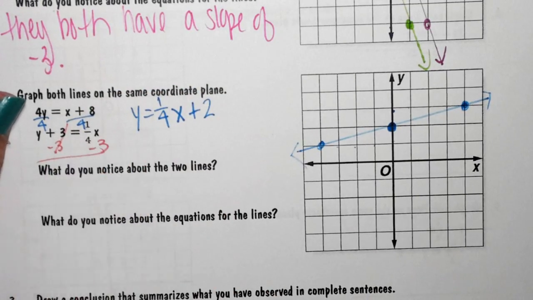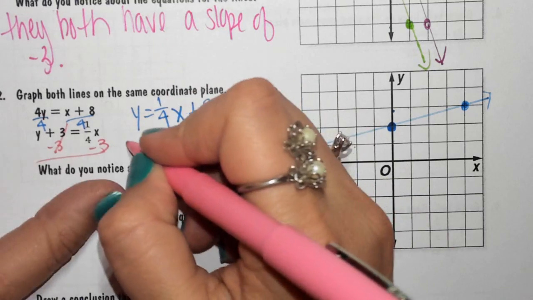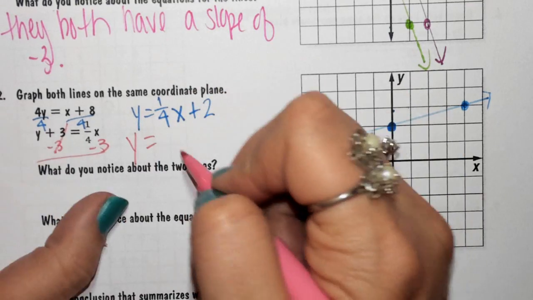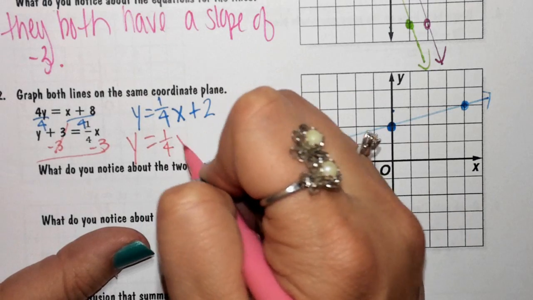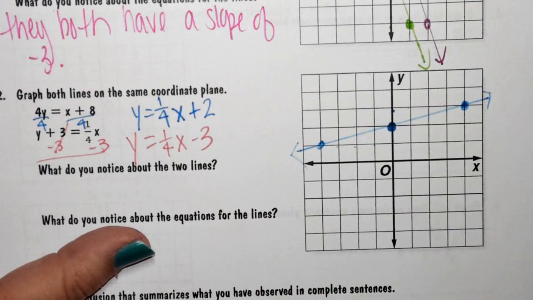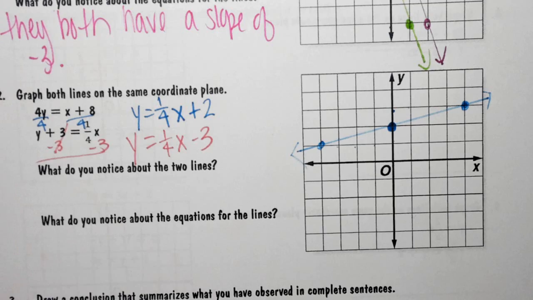Now, can I combine that 1/4 x and the 3? No. Why? Because they're not like terms. That 3 doesn't have an x. So it would be 1/4 x minus 3. Does everybody agree? Does everybody see how we got it, or are you just agreeing because I'm the teacher? You're agreeing because I'm the teacher?